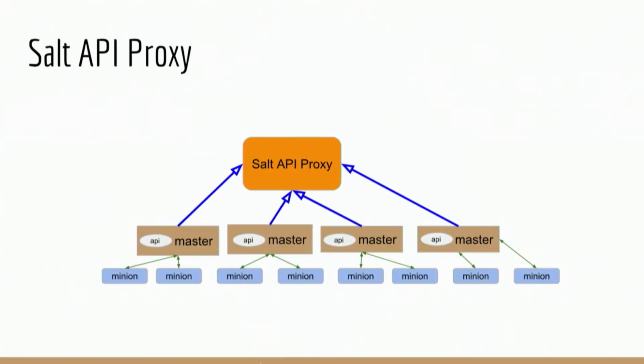So question marks are filled in, right? So there's this API proxy. On every master, there's a little API service that's running, and the masters only know about the minions connected to them, and the masters do not know about any other masters in the infrastructure. That's how we get Salt to scale.